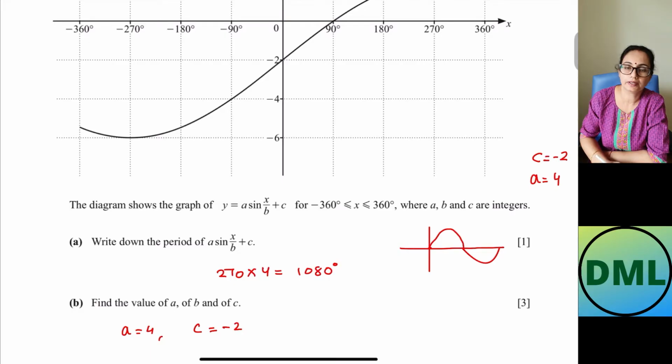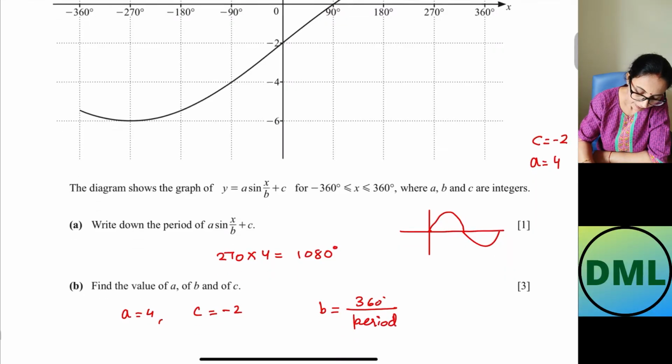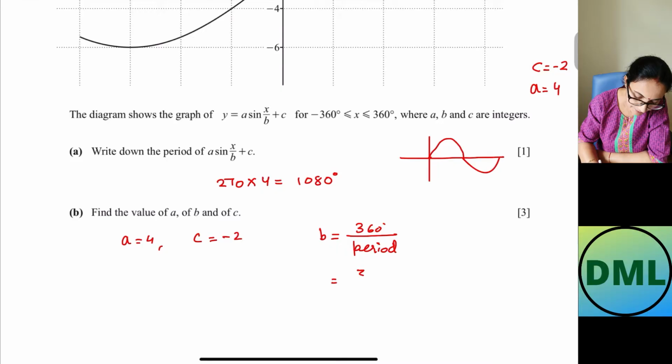I need to calculate the value for B. The B value will be given by 360 degrees over period. My period is 1080. You need to divide this. The 0 will get cancelled from here. 36, if I divide it by 108, that will be equal to 3. My B value is 1 over 3.